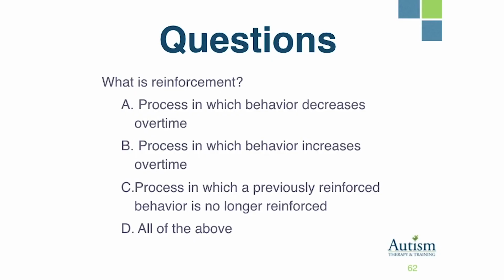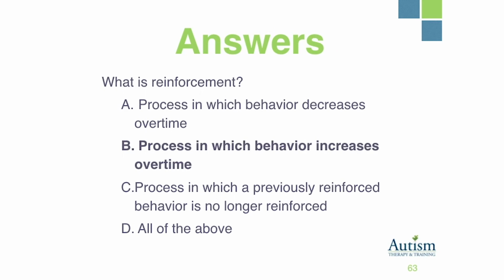What is reinforcement? A. Process in which behavior decreases over time. B. Process in which behavior increases over time. C. Process in which a previously reinforced behavior is no longer reinforced. Or D. All of the above. And the correct response is B. Process in which behavior increases over time.